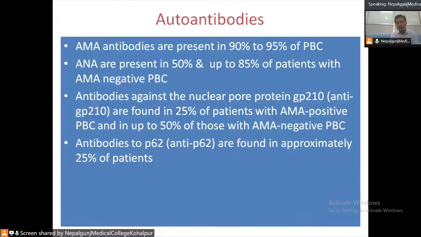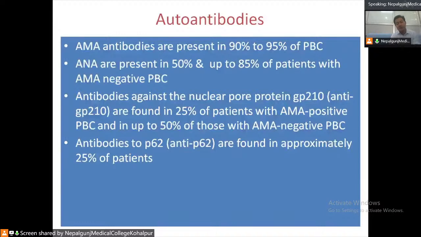Apart from AMA and ANA, other antibodies have been identified in PBC. One is against nuclear pore protein antigens, anti-GP210. You may be asked this in MCQs. It is present in 25% of AMA-positive patients, but in 50% of AMA-negative PBC, so it is more common in AMA-negative cases. If you suspect AMA-negative PBC, you go for ANA and anti-GP210.